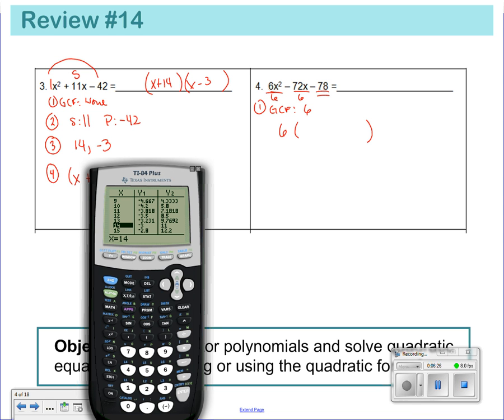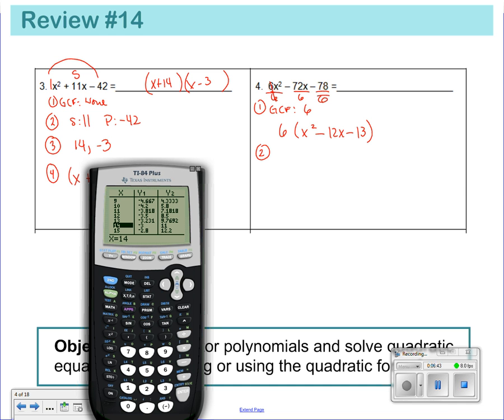So we'll divide everything by 6. 6x squared divided by 6 leaves us with x squared. Minus 72 divided by 6 will leave us with 12x. And minus 78 divided by 6 is 13.